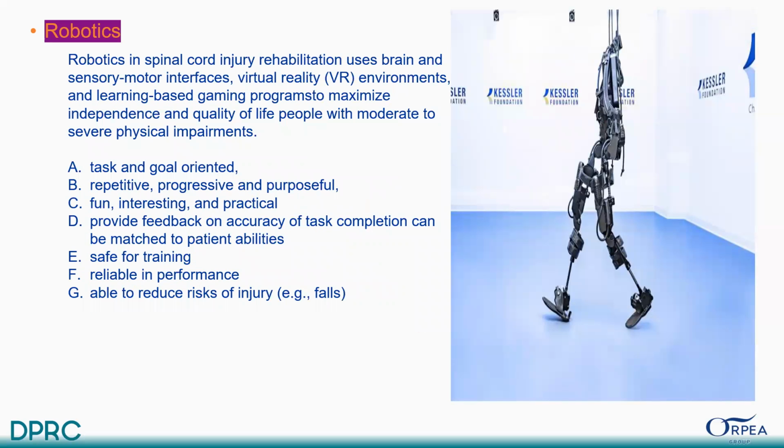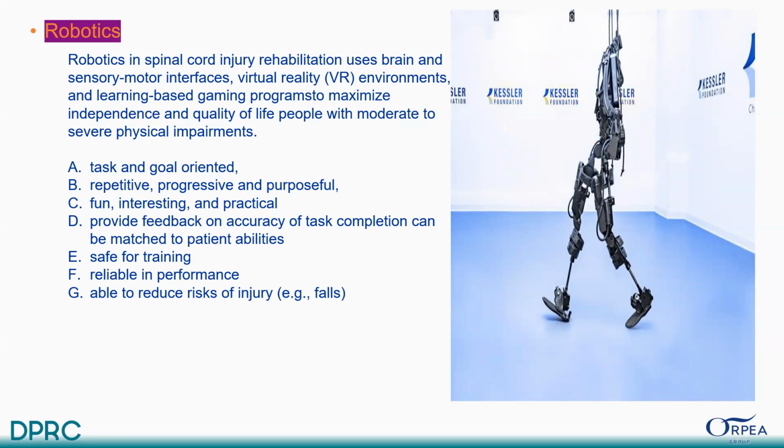Next is robotics. Robotics plays an important role in rehabilitation. Robotics in spinal cord injury rehabilitation uses brain and sensory motor interfaces, virtual reality environments, and learning-based gaming programs to maximize independence and quality of life in people with moderate to severe physical impairments. These are mainly task and goal-oriented programs; repetitive, progressive, and purposeful; fun, interesting, and practical; and they provide feedback on accuracy of task completion and can be matched to patient abilities.